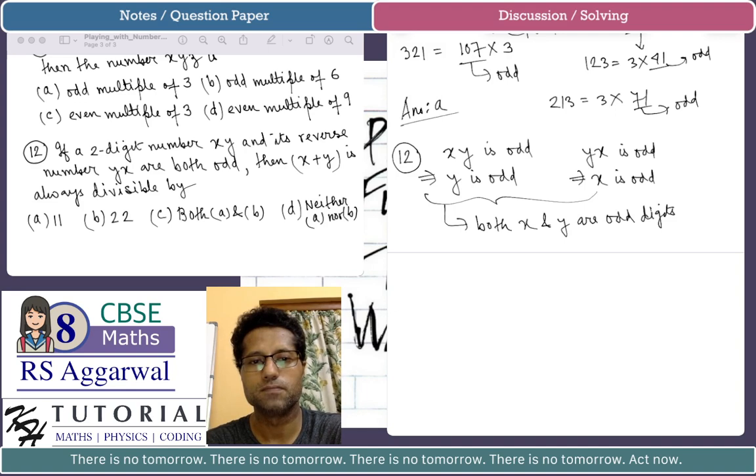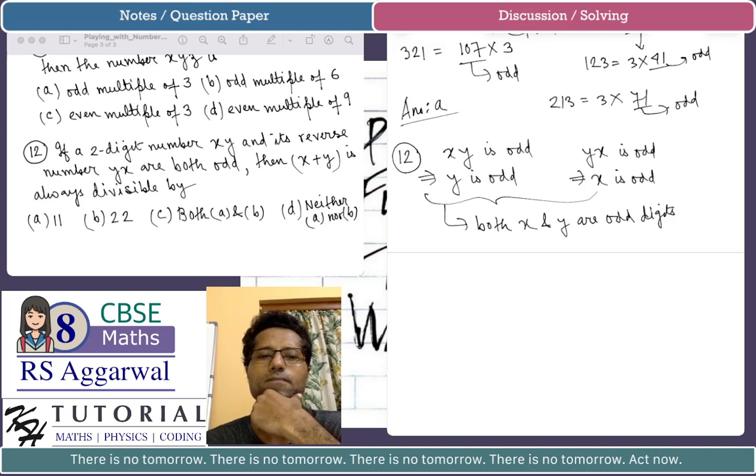X plus y are both odd. So it is asking, then x plus y is always divisible by... I think now x plus y, x and y are two digits. If x and y are digits, the maximum value of the sum of two digits can be 9 plus 9, 18.